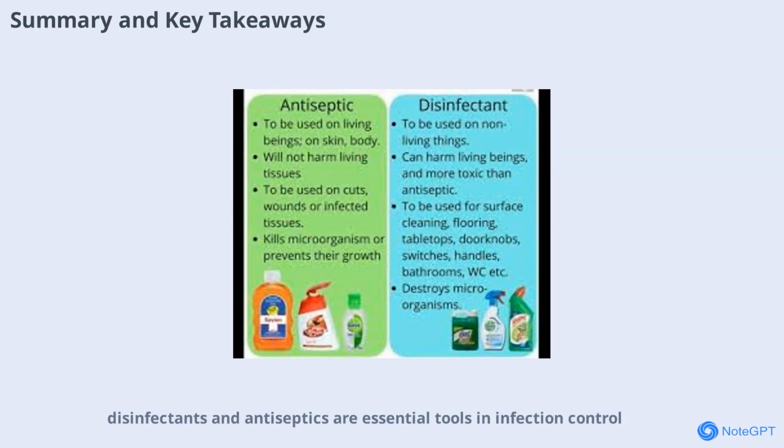To summarize: disinfectants and antiseptics are essential tools in infection control, each with specific uses and mechanisms of action. Disinfectants are for inanimate objects, while antiseptics are safe for living tissues. Understanding their classifications, ideal properties, and how they work helps us choose the right agent for every situation. By applying this knowledge, we can effectively reduce the risk of infection and promote a safer, healthier environment for everyone.